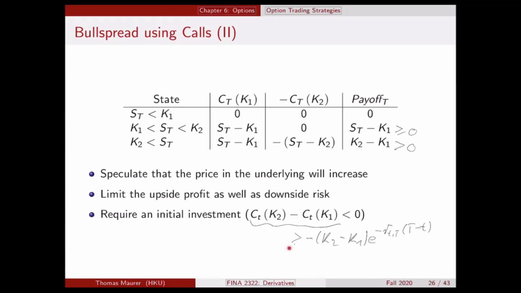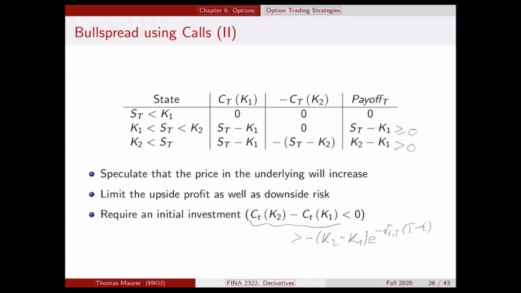Now, where do I get this inequality from? If this negative cash flow was more negative than this amount of money, then the profit in the future would always be negative, because at most your payoff in the future will be K2 minus K1 dollars.